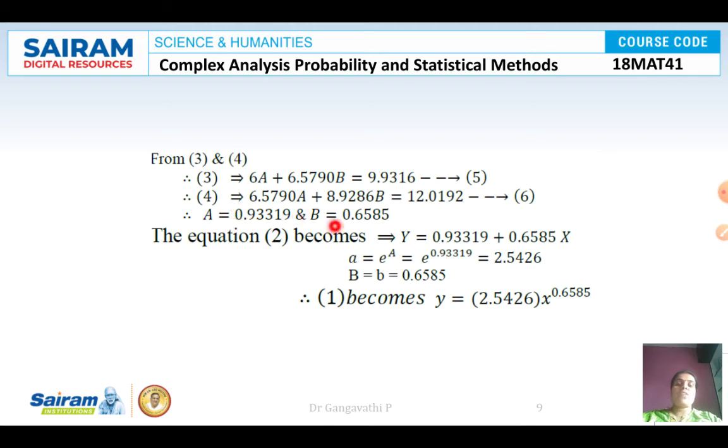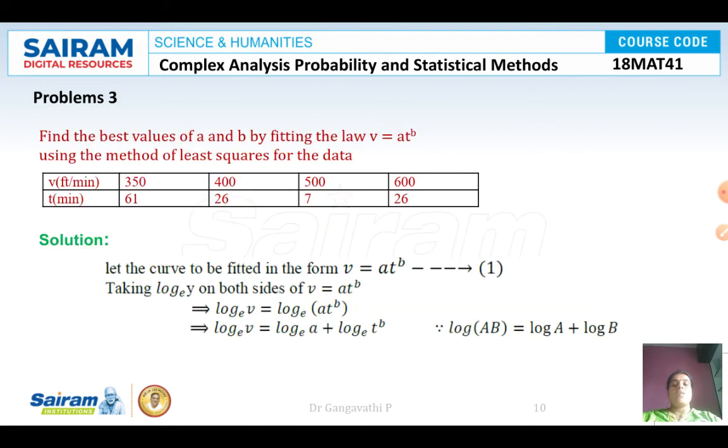Get the values of capital letter A and capital letter B. Substitute in equation 2, that is the equation of a straight line, which gives you this, but that is not the final answer. We have to obtain small a and small b values. Small a is e to the power of A and that gives 2.5426, and the b value is as it is. Substitute them in your equation 1, which gives this answer. So that is the curve of best fit to the given data.